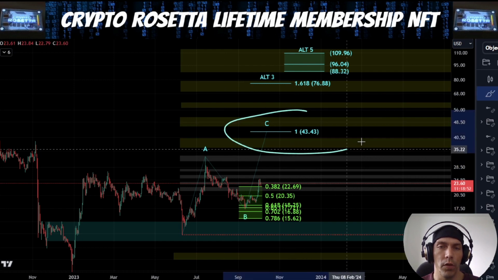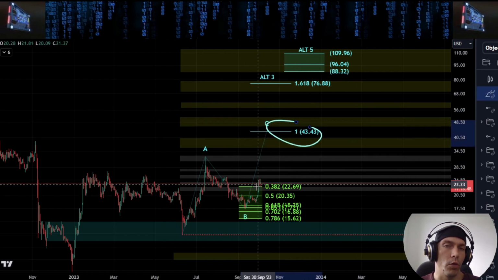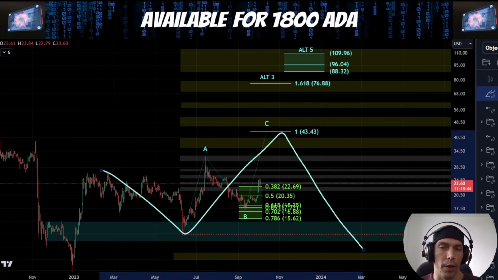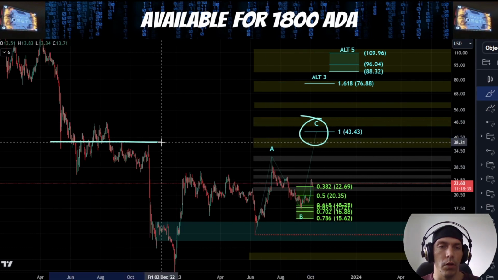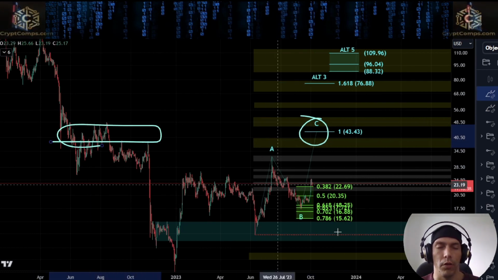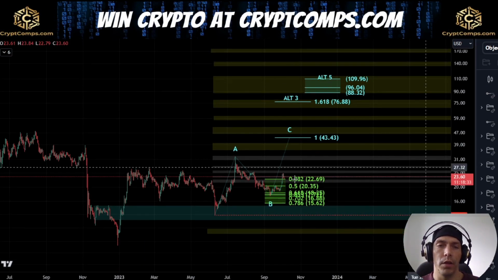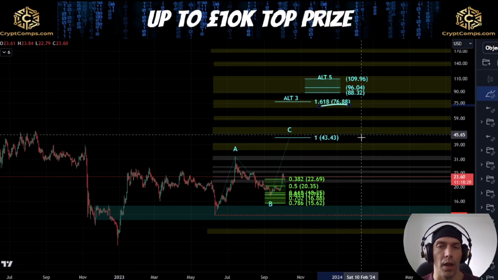Now, I've also got this C wave target here marked out just as a potential zone we could be looking for if this is becoming a bigger corrective move, something like this. I'm going to be keeping an eye on this 1-to-1 level as well. This is an interesting zone that we could look to potentially get some reactions off of if we do look to push up in this way. Though ideally what we're looking for with this bullish count is this 1618 of the 76.88.